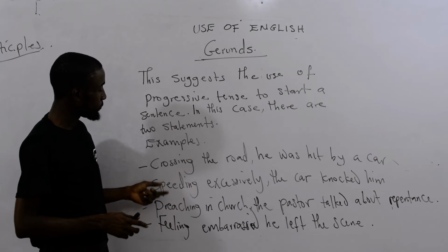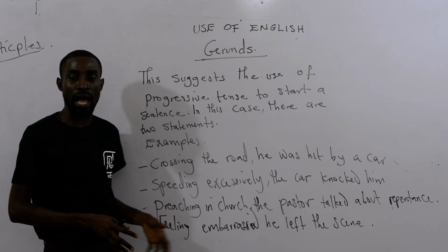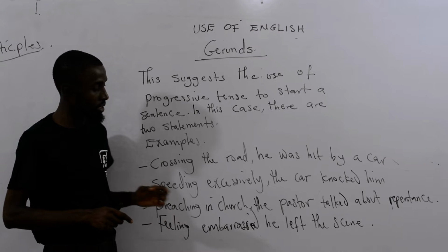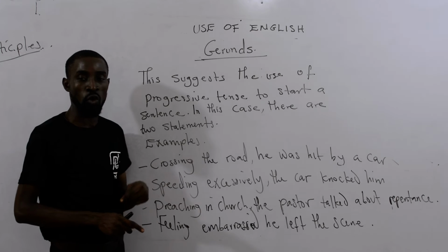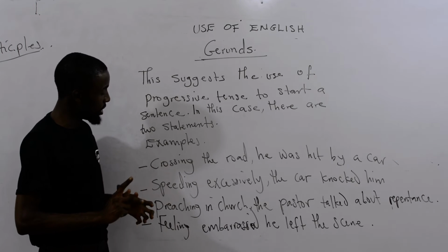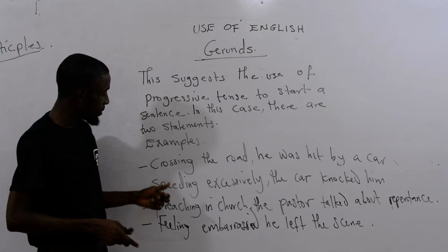Now look at it here. What makes all these gerunds is that they are in the progressive tense, and they are made to begin the sentence. But there is another bad error that students commit. They fail to know that the person that begins the action must complete it. They bring in another person. It is wrong. For example, crossing the road, he was knocked down by a car.